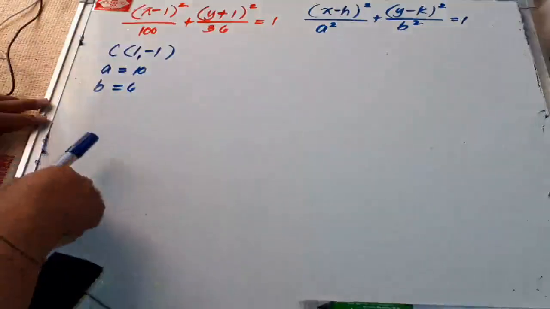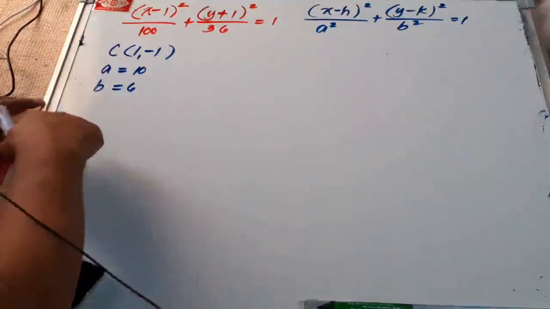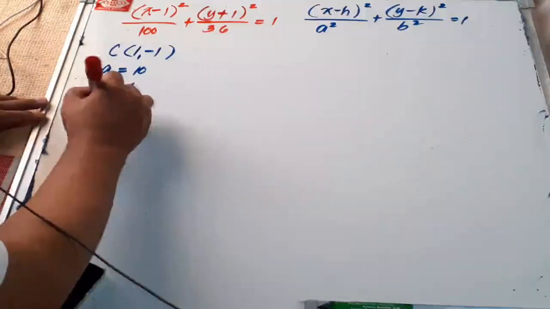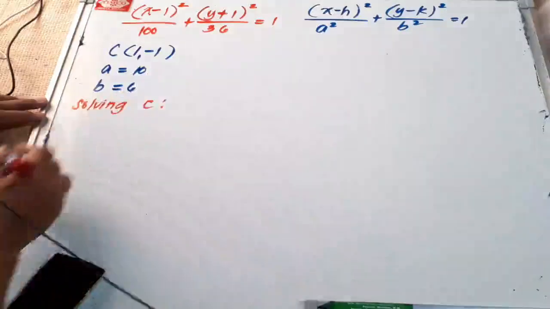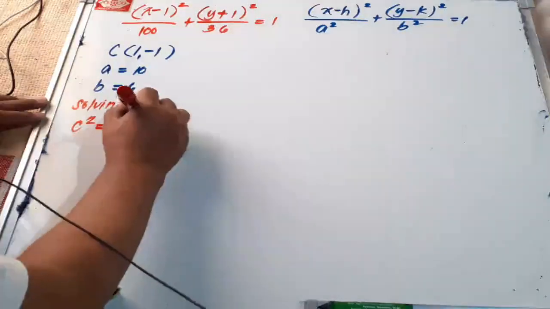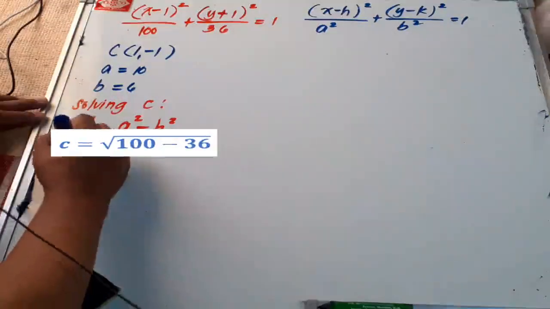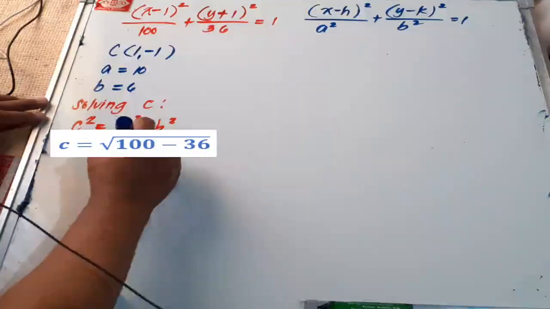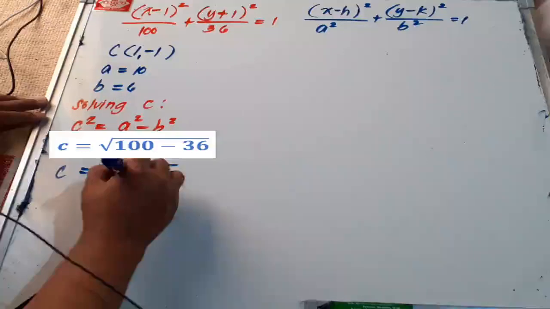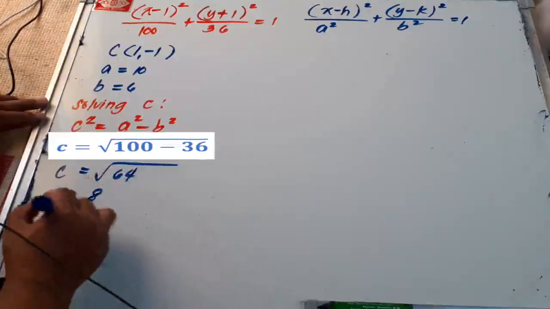Okay? So we are now ready in finding the distance of the focus from the center. So that is solving the value of c, using the relation c squared equals a squared minus b squared. So we have c squared equals 100 minus 36. c equals the square root of 64. Therefore, c equals 8. Okay.